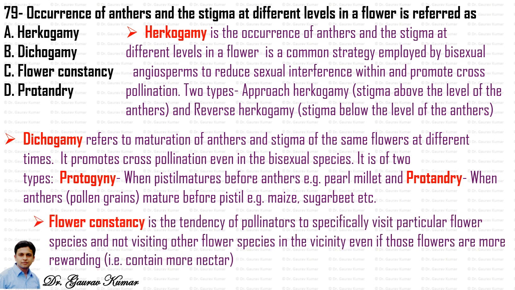And flower constancy is the tendency of pollinators to specifically visit particular flower species and not visit other flower species in the vicinity, even if those flowers are more rewarding, that is they contain more nectar. So the answer to this question will be hercogamy, that is occurrence of anther and the stigma at different levels in a flower is referred to as hercogamy.